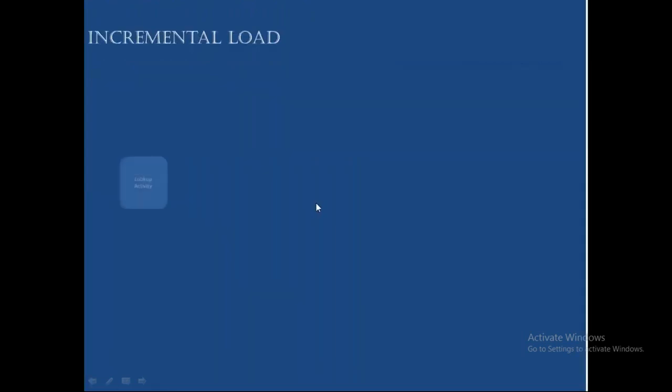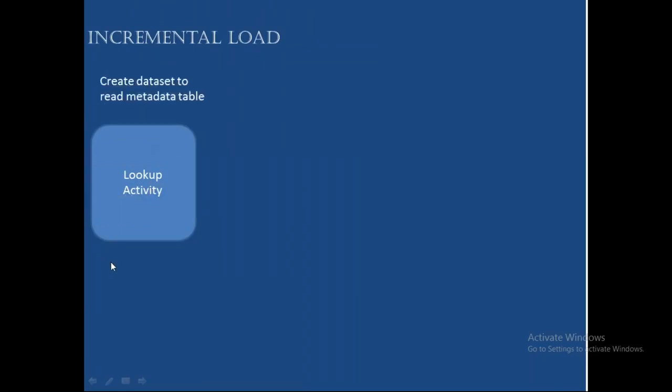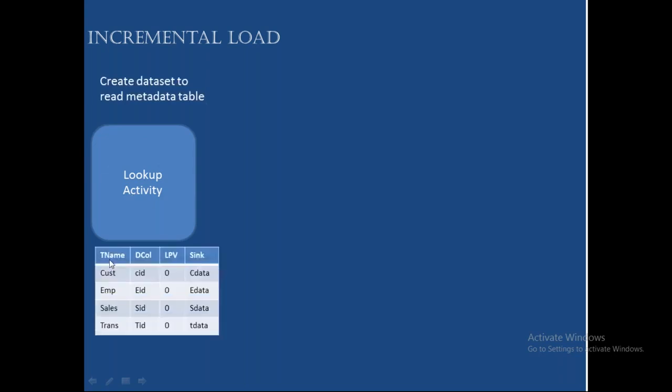Now we'll see how you do this for multiple tables. You will have a lookup activity. The lookup activity is going to read a metadata table. Create a dataset to read the metadata table. What will that metadata table contain? Something like this: table name, delta column, last processed value, sync target. Here you can say this is the cust table, and CID is the delta column in this particular table.